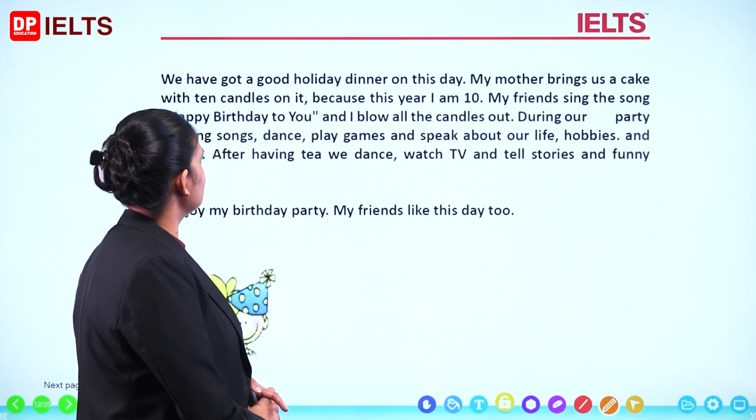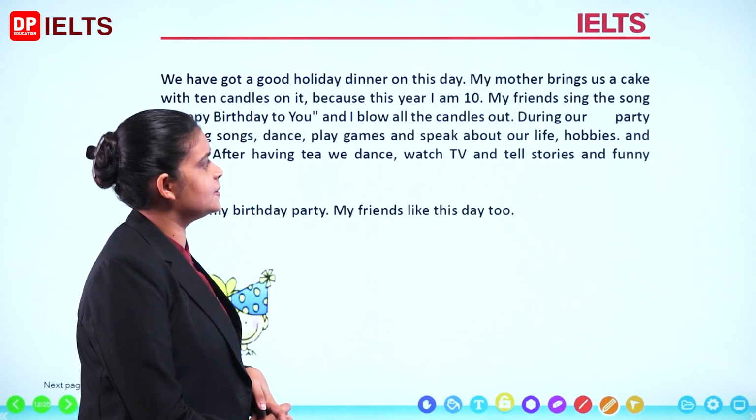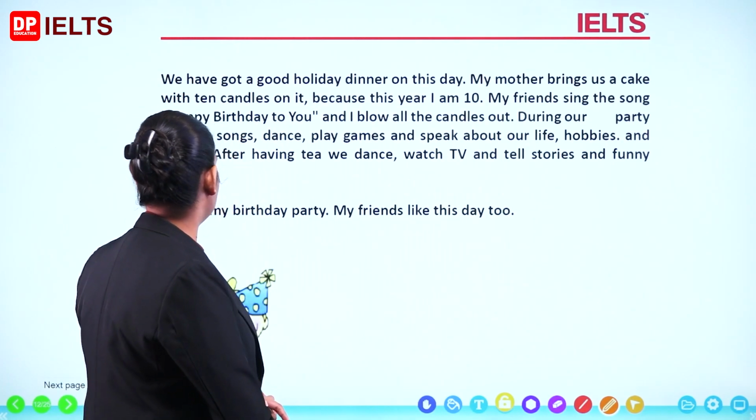During our party, we sing songs, dance, play games, and speak about life, hobbies, and future.